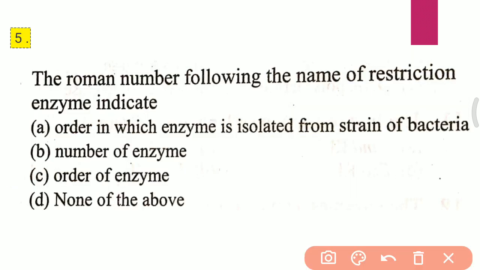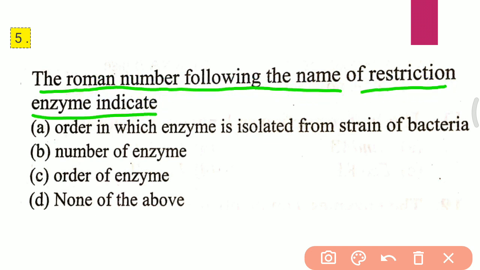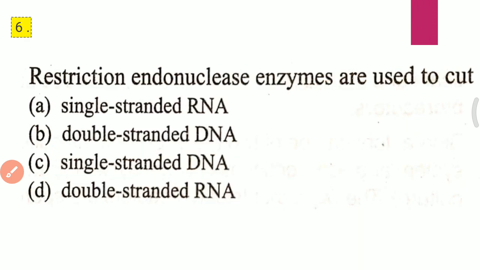Question 5. The Roman number following the name of restriction enzyme indicate A. Order in which enzyme is isolated from strain of bacteria, B. Number of enzyme, C. Order of enzyme, D. None of the above. Answer for the fifth question is A, that is order in which enzyme is isolated from strain of bacteria.